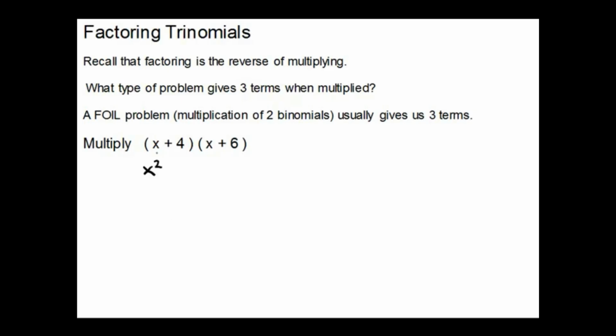We would multiply on the outside. X times 6 gives us 6x. On the inside, 4 times x gives us 4x. And the last term in each set of parentheses, 4 times 6 gives us 24. And the outside and inside terms combine to give us 10x. So we have a trinomial.